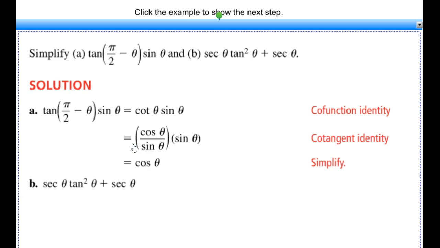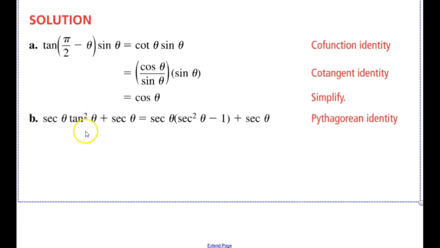So now let's look at part B. I've got secant of theta times tangent squared theta plus secant theta. Okay, so the first thing I want to do is use my Pythagorean identity to get rid of my tangent squared, because I know tangent squared equals secant squared minus 1. So I can substitute that in.